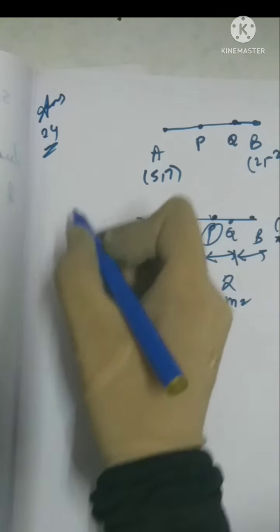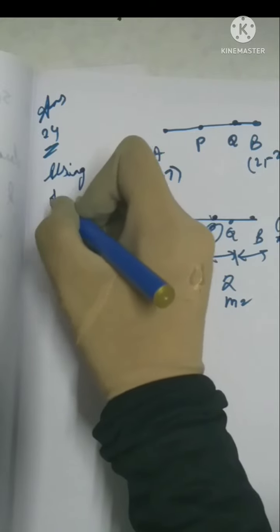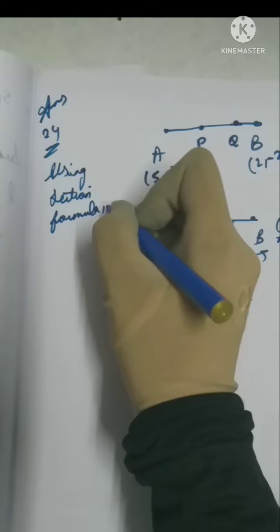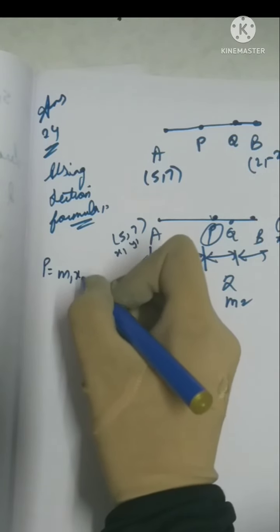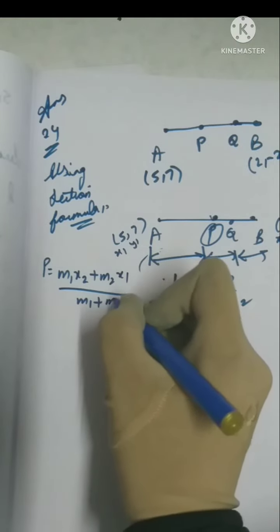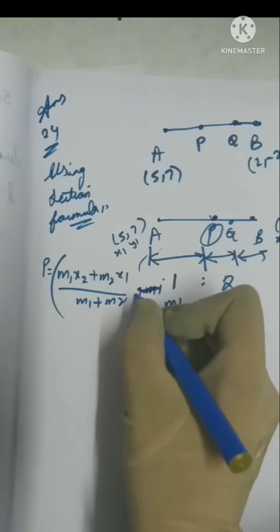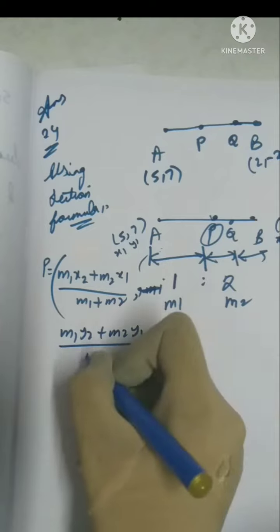So I told you I'll write the section formula here, right? For both the points you have to use the section formula. I'm going to write the formula once only in the answer. So what is the point we have? (m1x2 plus m2x1) by (m1 plus m2), comma (m1y2 plus m2y1) by (m1 plus m2).